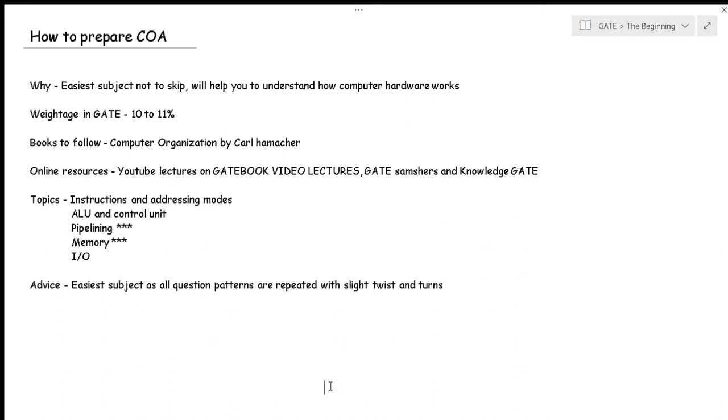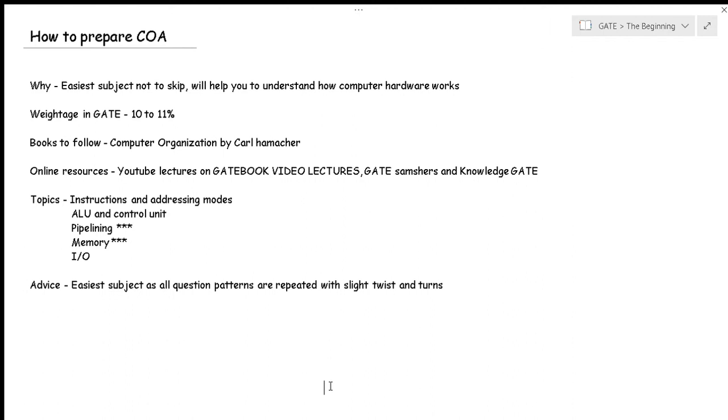The next part is the ALU and control unit. Now in ALU, the important things are Booth's multiplication, restoring and non-restoring divisions, right? And even though questions on restoring and non-restoring divisions are not being asked, I would say just go through this concept once, it's definitely something worth reading.